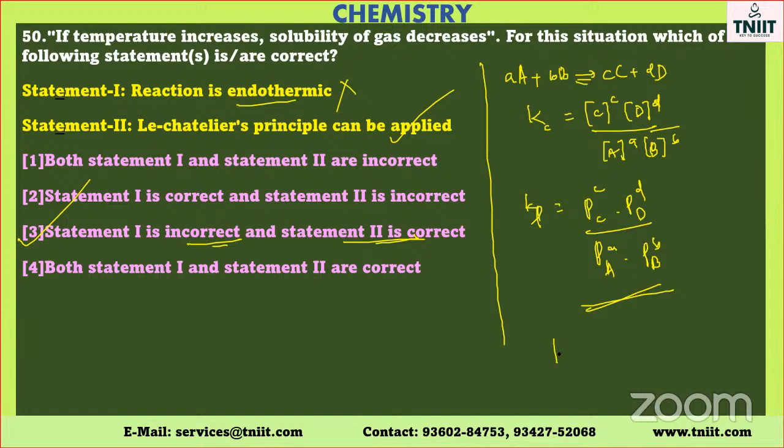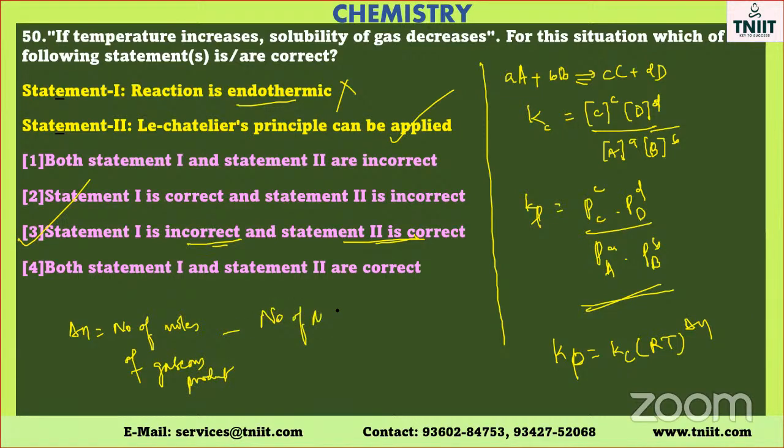Now, you also have to remember the relation between Kp and Kc. Kp will be equal to Kc into RT to the power delta n. Now, what is this delta n? Delta n stands for number of moles of gaseous product minus number of moles of gaseous reactant.